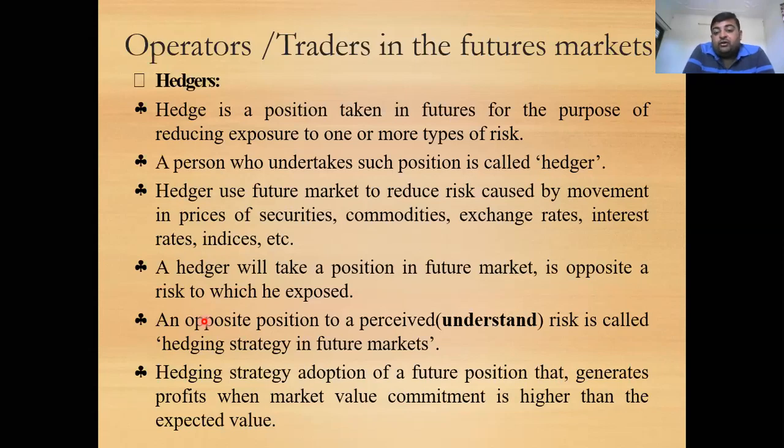So first is the hedgers. As we have discussed in the forward market, a hedger is a person who does hedging against the risk. Risk of what? Risk of loss. So here a hedge is a position taken in the future for the purpose of reducing exposure to one or more types of risk, as we are doing in futures market hedging. If we are discussing the interest rate, hedging can be done in two ways. One is covered and another is uncovered. So if we are entering into interest rate futures also, then again there may be covered or uncovered.